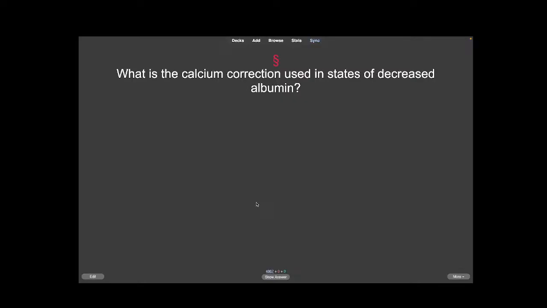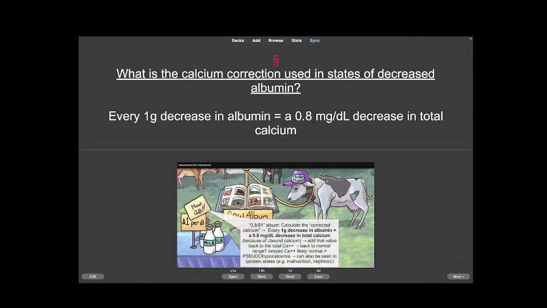What does calcium correction use in states of decreased albumin? 0.8. Decrease in total. Every 1 gram decrease is 0.8 in total. I didn't know that. Wow, so it does decrease total.